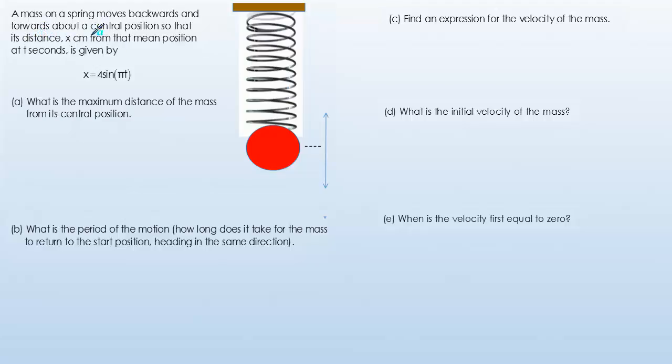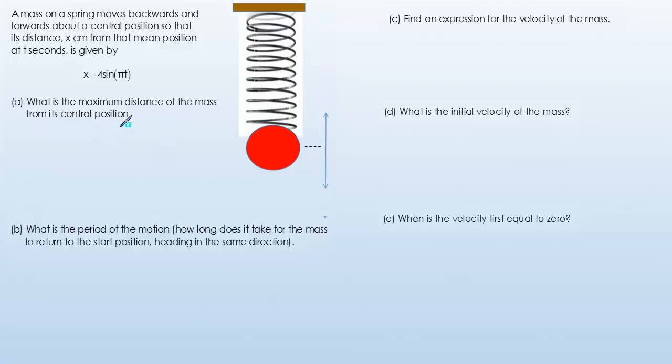A mass on a spring moves backwards and forwards about a central position so that its distance x centimeters from that mean position at t seconds is given by x is equal to 4 sine pi t. So we can see there's the central position, it's moving backwards and forwards like this.